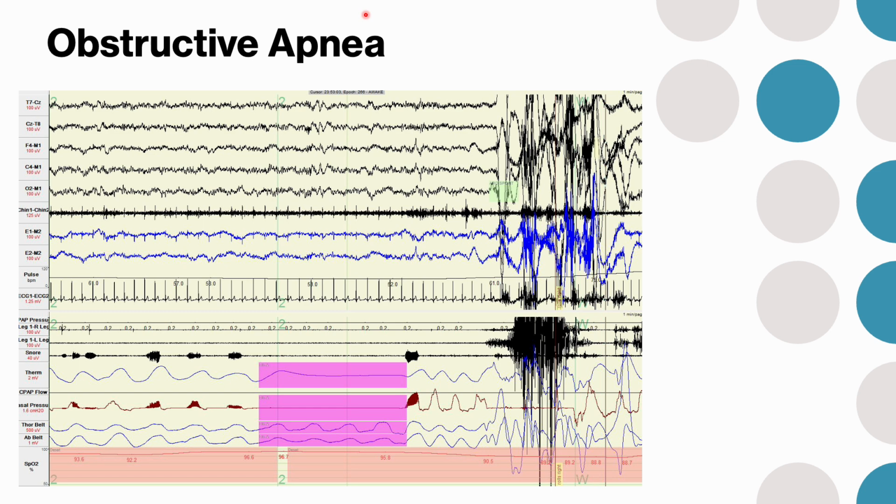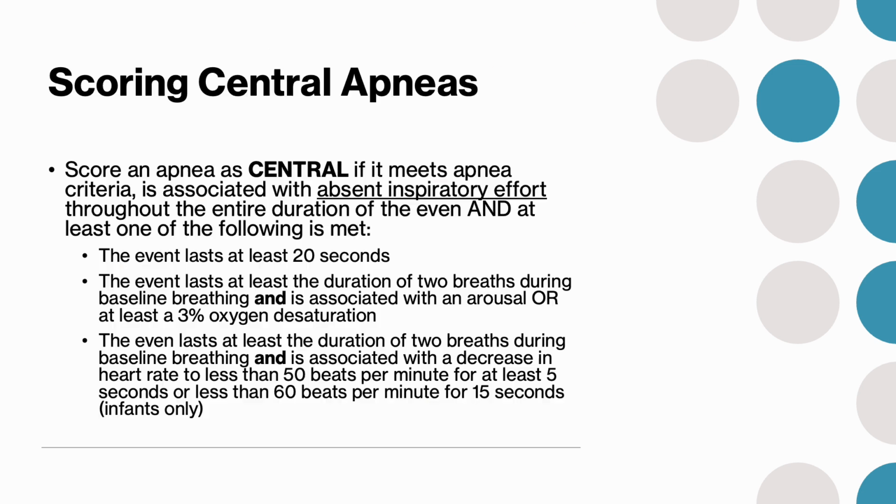Speaking of duration, this is an adult, and adults don't breathe as frequently as pediatrics do. This event lasts 4 breaths, and it's associated with a heavy desaturation and an arousal. That goes down to 89% from 96, so that's pretty good.